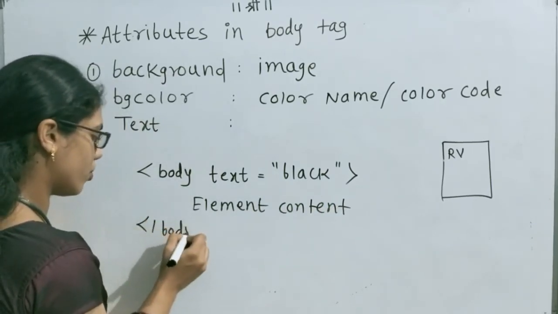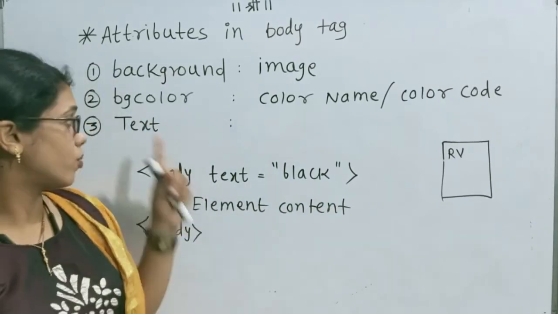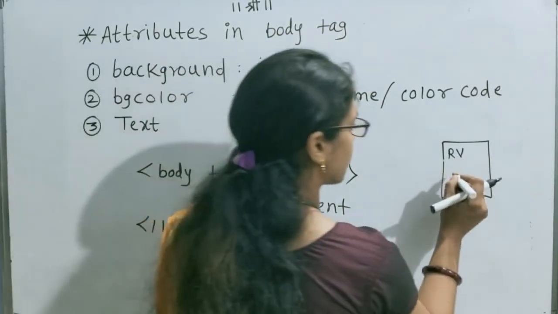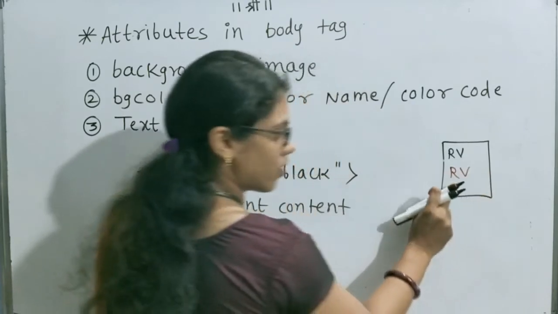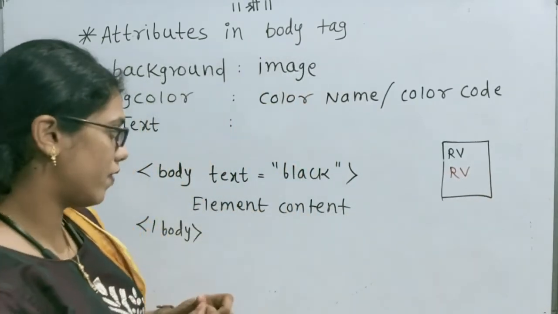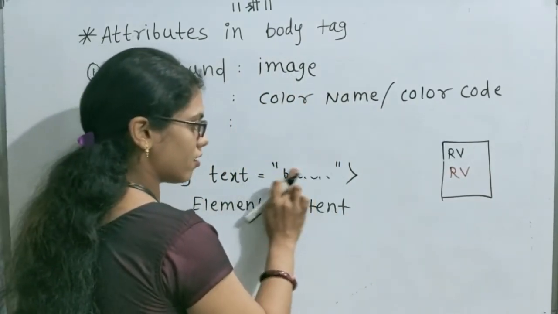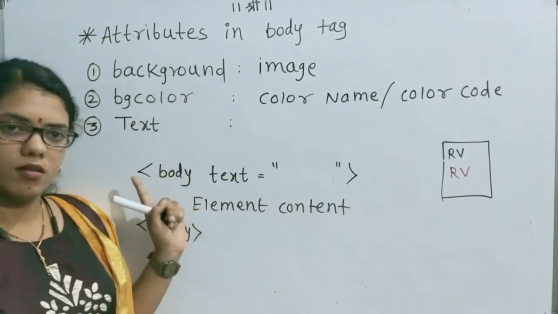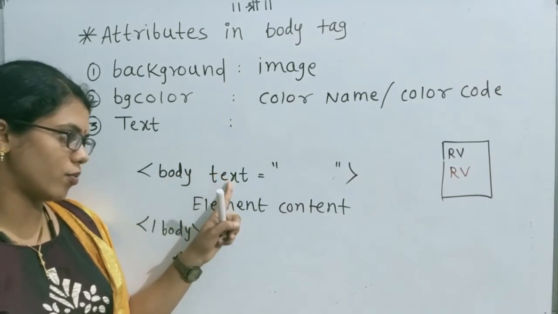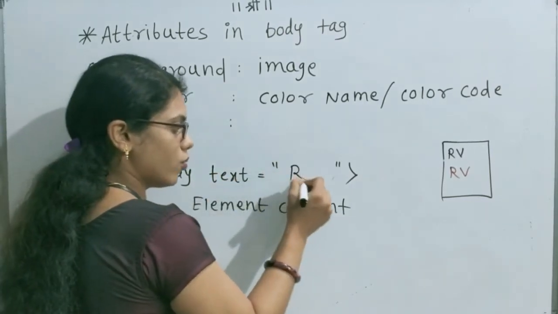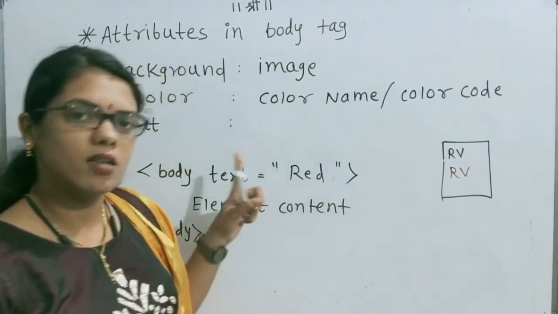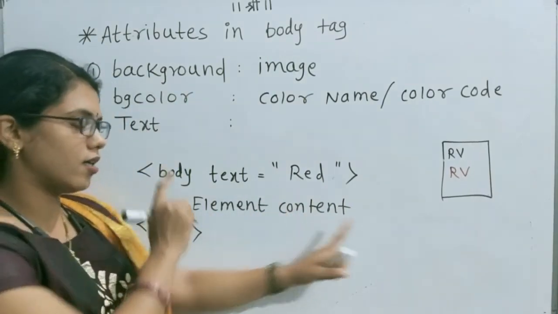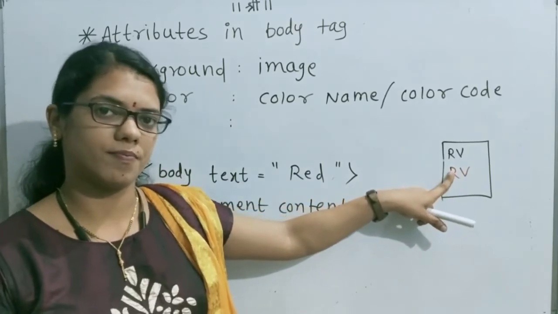So the third attribute, text, is used to give color to the text. Second example, Real Vision RV is displayed in red color. For that example, body tag, text attribute, and the value to the text attribute is red inside double quotes. So the element content of the body tag is displayed in red color.